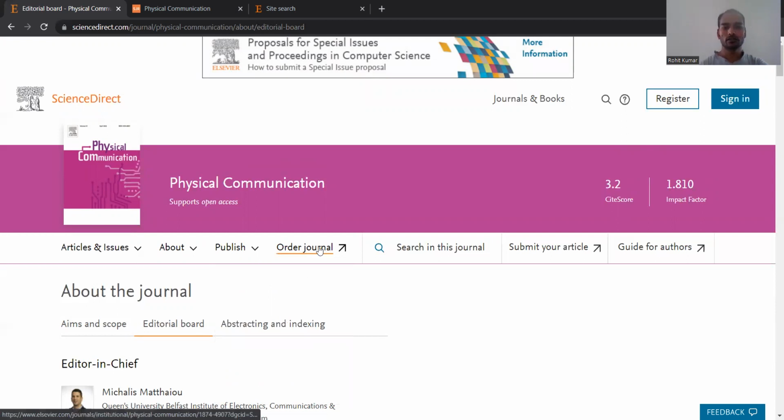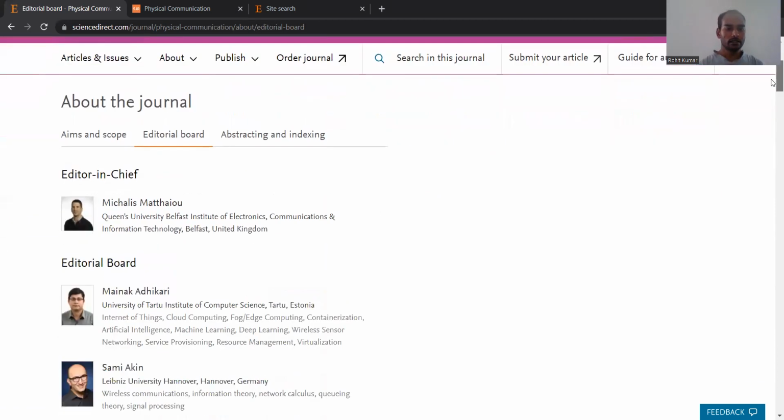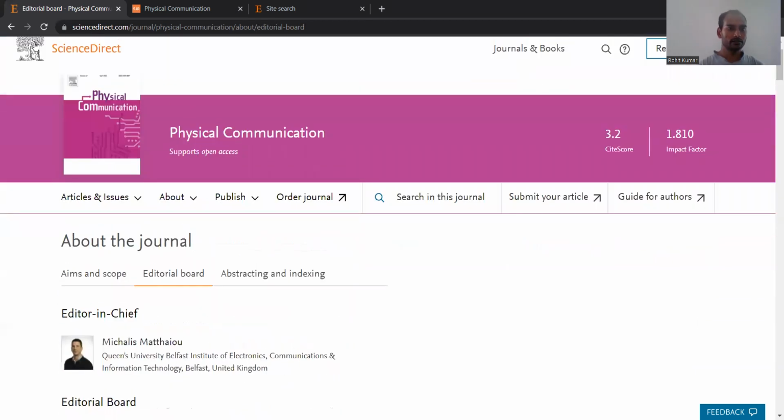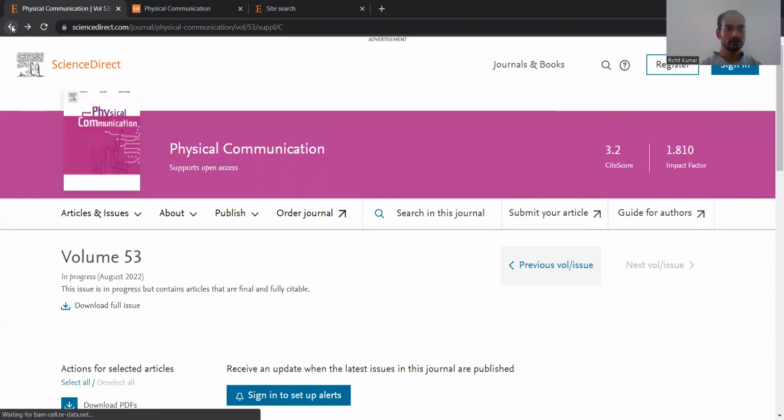Then if you want to order the journal, you can go into this. If you want to search for some topic within this journal, you can use this particular option. You can use this article link to submit your article, and the guide for authors is given over here. Coming down, we have already seen the journal.